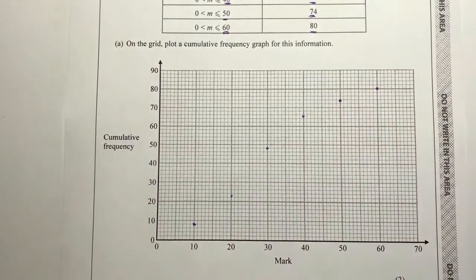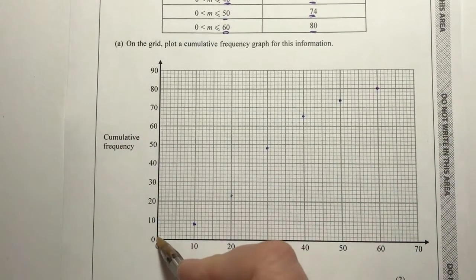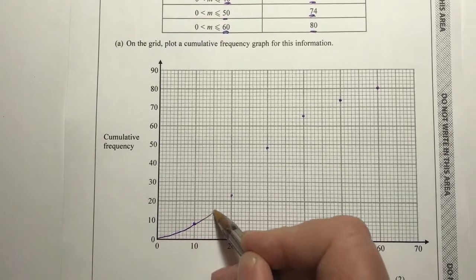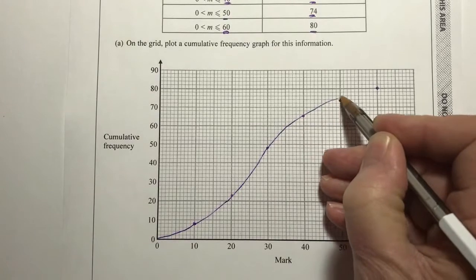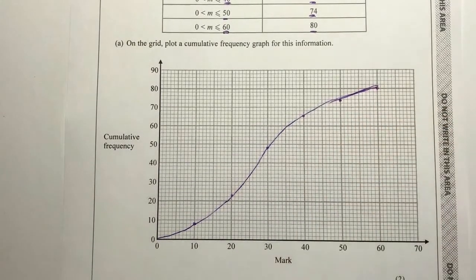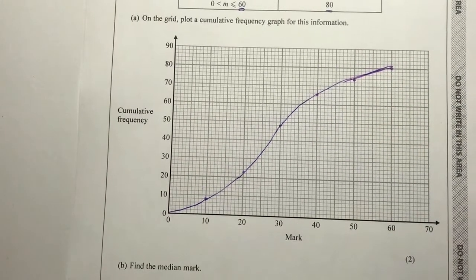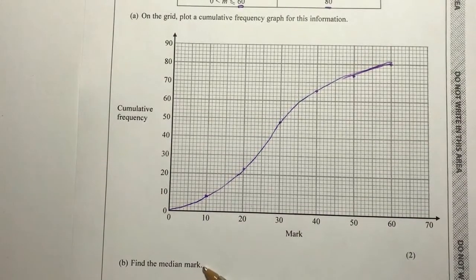And what you'll find is when you draw the actual graph itself, a very typical cumulative frequency curve goes something like that. It's quite a nice curve. Okay, and then the question itself says, this is part B, find the median mark. Okay, this is this one here, find the median mark.